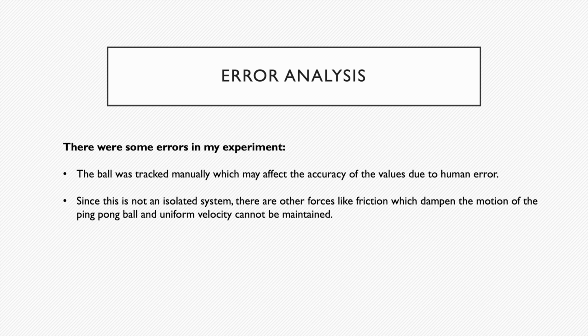For example, the ball was tracked manually, which affects the accuracy of the values due to human error. And since this is not an isolated system, there are other forces like friction, which dampen the motion of the ping pong ball, and uniform velocity cannot be maintained.